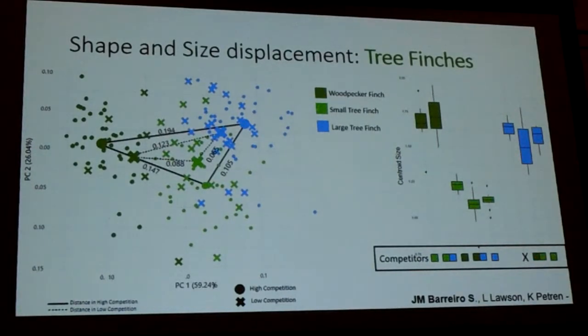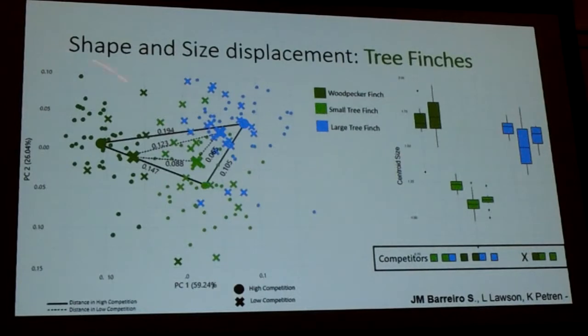So there seems to be a hint at character displacement in size for the tree finches, not the ground finches. And then talking about shape only, we can see a trend. The way we coded things here is populations with high competition or low competition, as opposed to sympatry or allopatry, because we have many species.